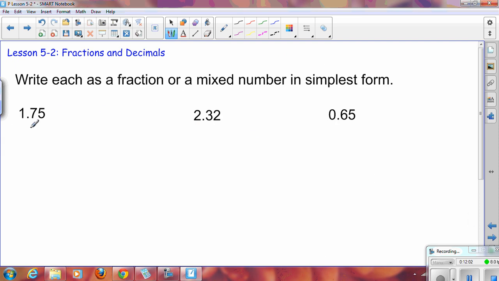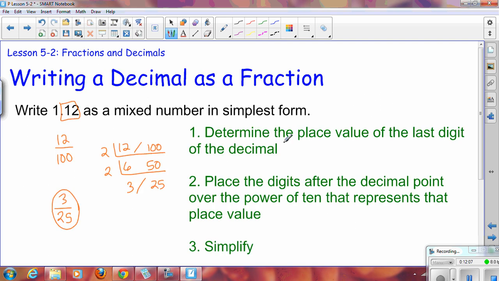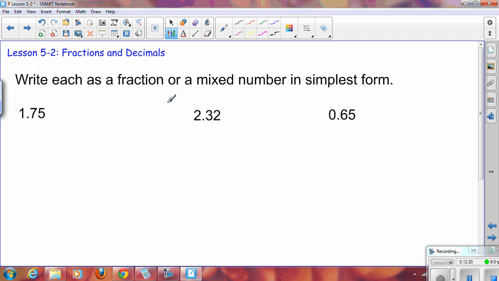Okay, I want you to do all 3 of these. Oh, wait a minute. Let me go back. 3/25 is just the 0.12. I forgot to add the 1. It's really 1 and 3/25 because of this 1 right here. Now we'll go back to this other page. 1.75, 2.32, and 0.65 are the 3 decimals that I want you to turn into fractions. So press pause on your screen right now and work those 3 out by yourself.